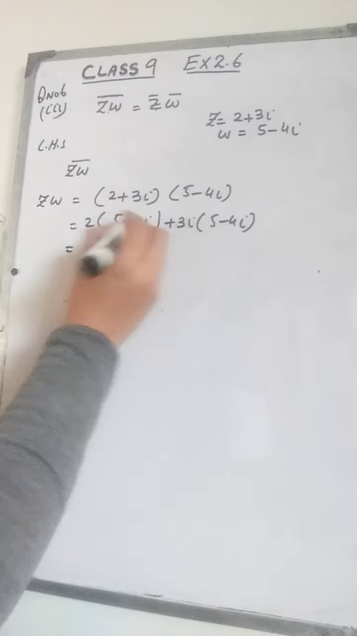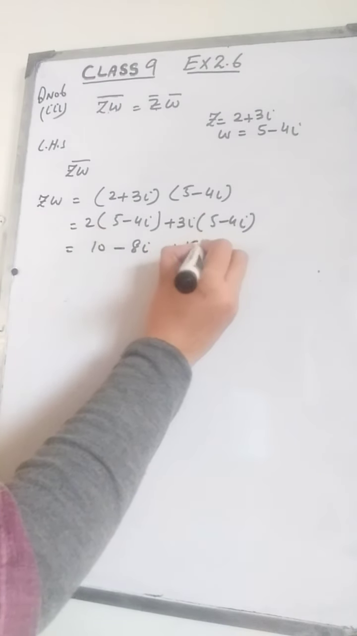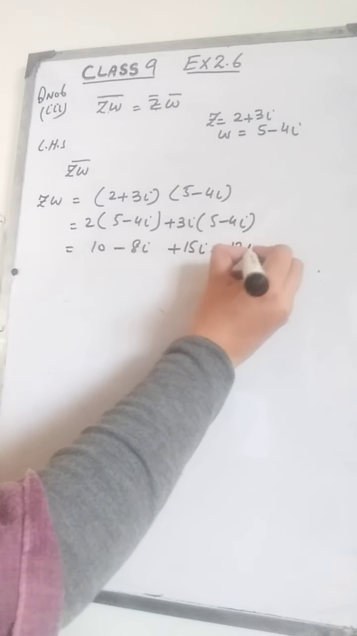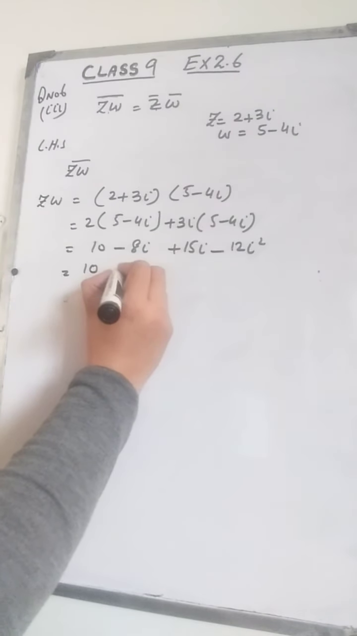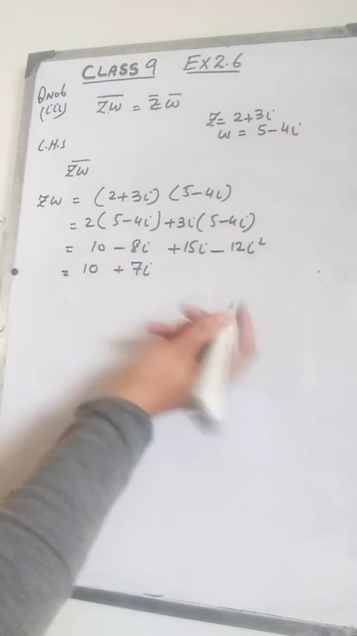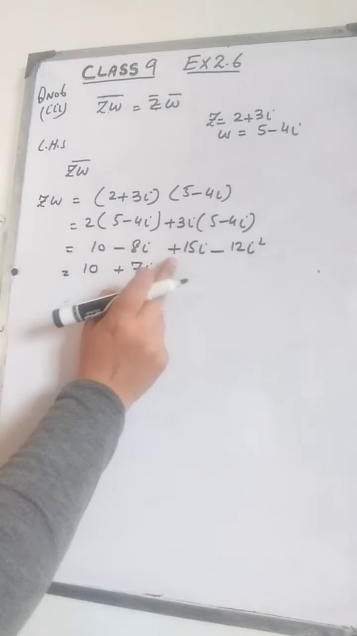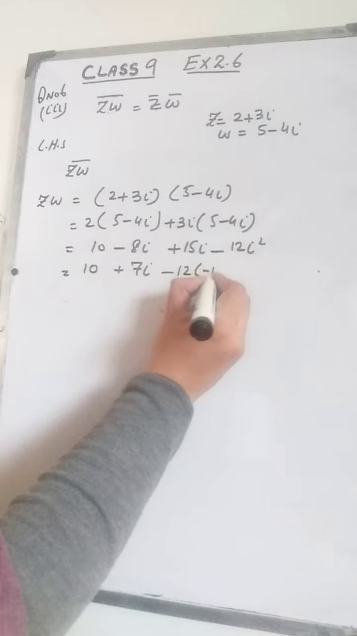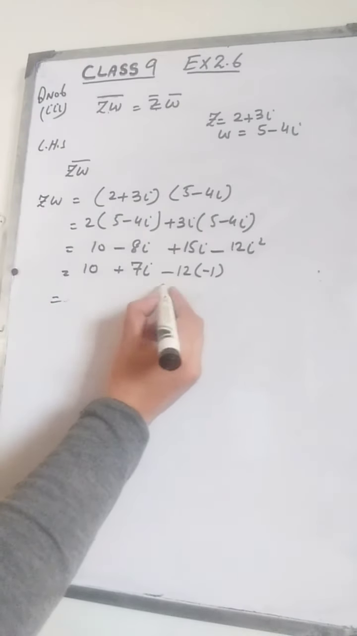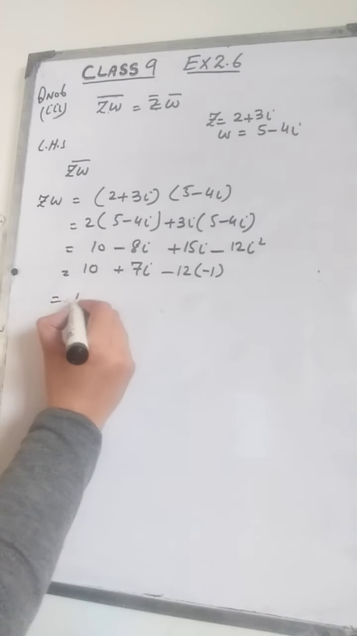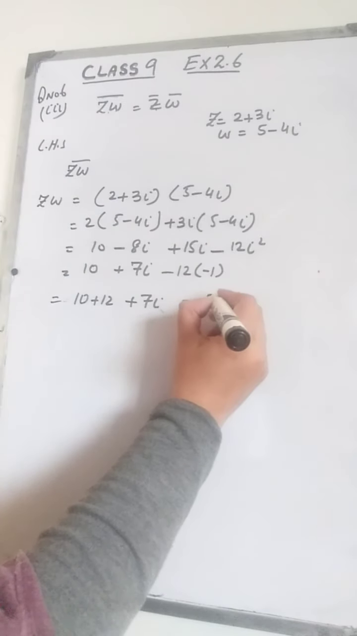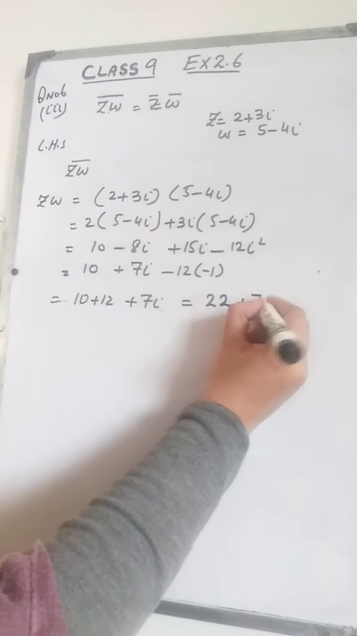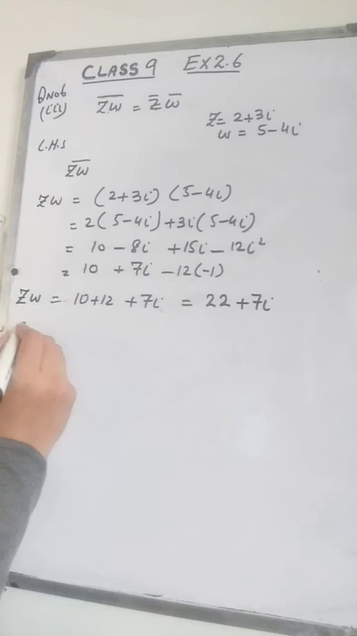Here we have 10 minus 2 into 4, the 8 iota, plus 15 iota minus 3 into 4, the 12 iota square. So this will be 10 minus 8 plus 15, which is positive 7, because 15 minus 8 is 7 and you put the sign of the greater number. Minus 12 iota square is minus 1 times minus 12, so here we get plus 12. I am going to write it with 10: 10 plus 12 plus 7 iota. So this is equal to 22 plus 7 iota. This is ZW. Now the conjugate of ZW will be the conjugate of this number.